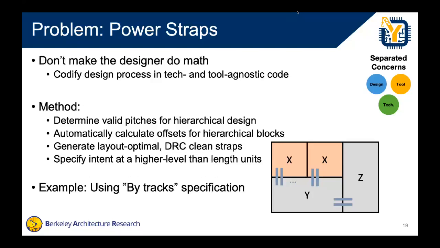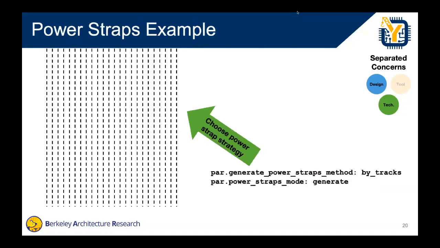And so Hammer does this with basically this method of determining the valid pitches, then calculating the offsets based on your other hierarchical blocks, and then generates these DRC clean straps for you. Because we're doing it at this higher level, rather than just widths and spaces, we're using this by-track specification. I think this is a common method that a lot of people use for power straps. You're trying to put as many down as possible without using up excess routing tracks.